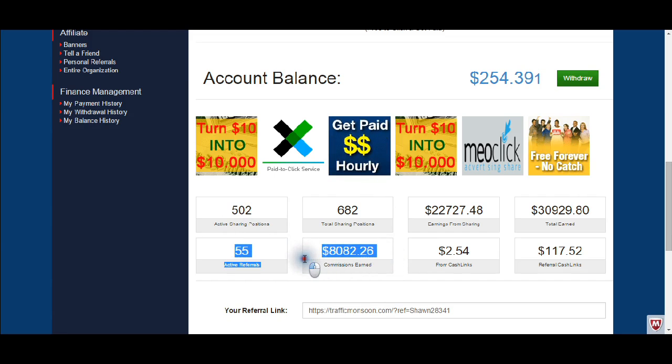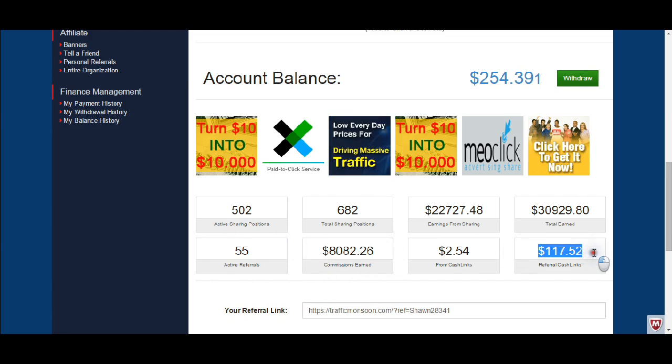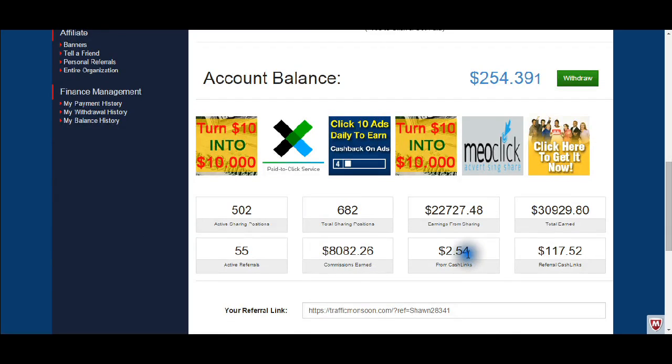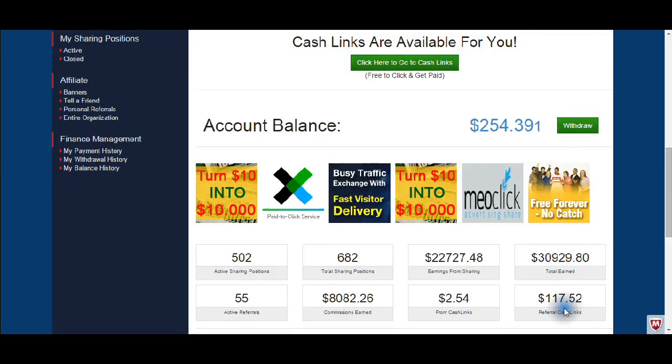This business, you can do so many things with, and this is just a freebie, man. You ain't got to do nothing with that. This is just cash links. Come up here and click these. This is the ones I've clicked. I've clicked $2.54. My downline has clicked theirs at $117.52. And I'm nothing compared to where it's going to be in another 6 months.